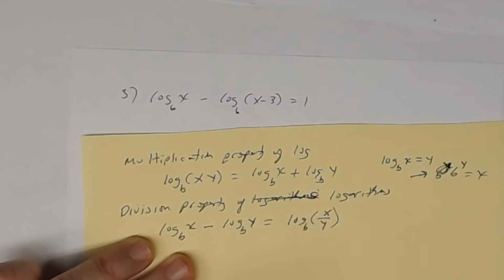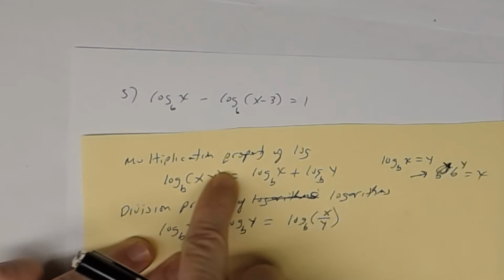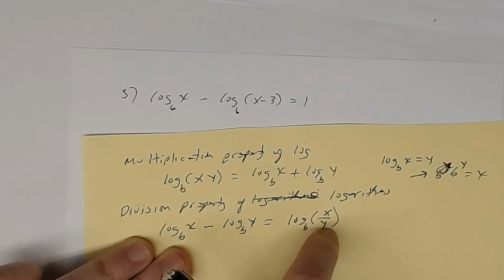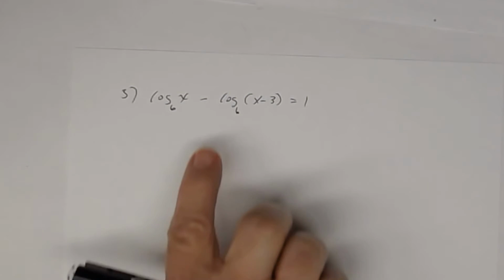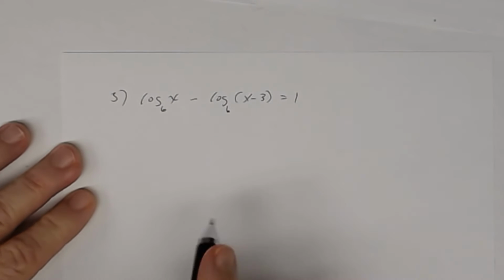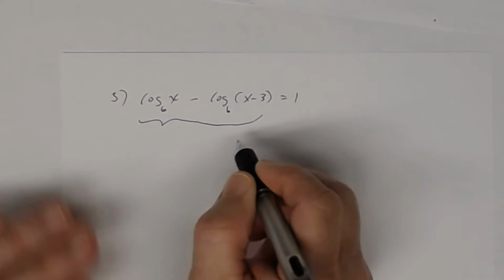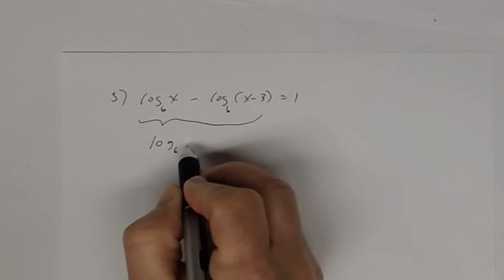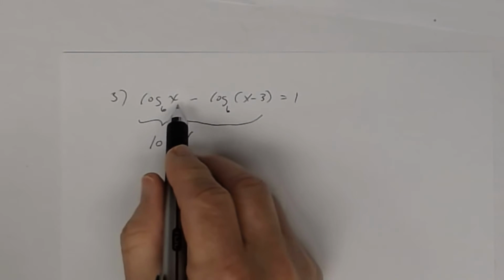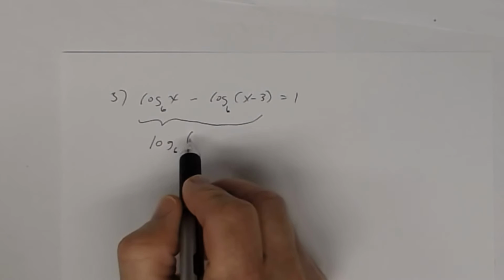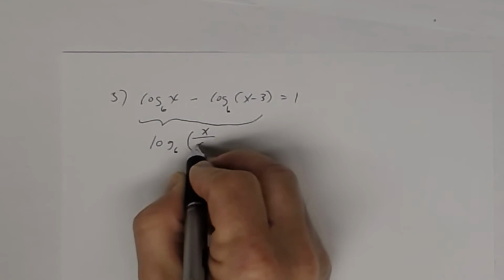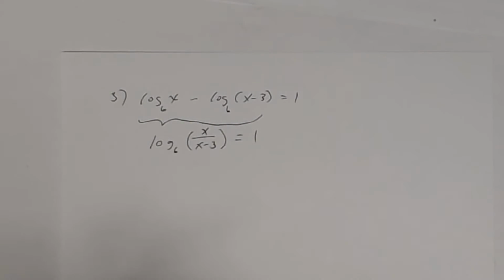Okay? So the sum of two logs becomes a product. The difference of two logs becomes a quotient, a division problem. All right? So here we go. Difference, quotient. So the first thing you're going to do is write this as one logarithm. That's what you always have to do. So you're going to say the log base 6 of the quotient. Whatever's listed first, the first argument is the numerator, the second one is the denominator. So x divided by (x minus 3) equals 1.